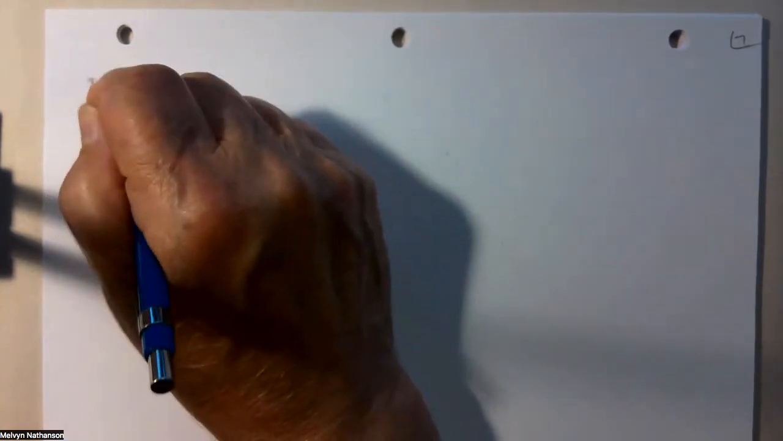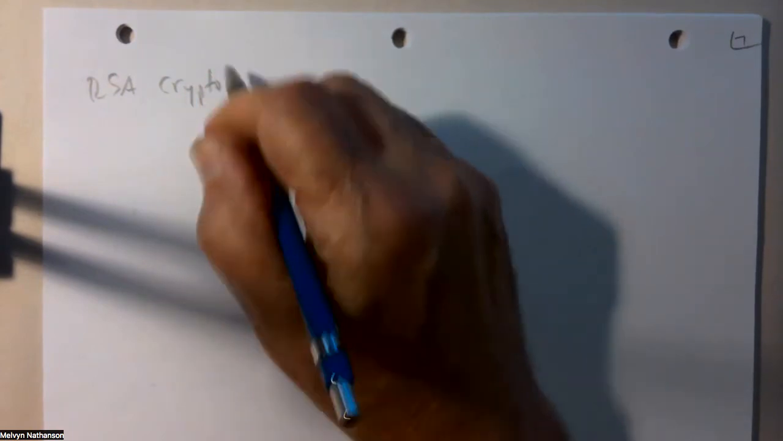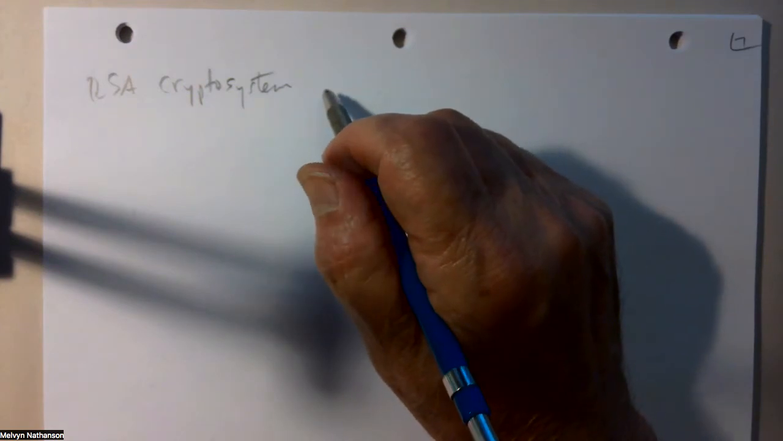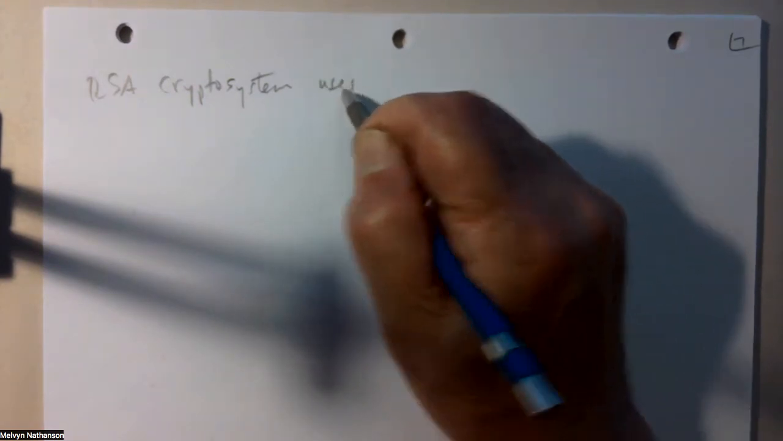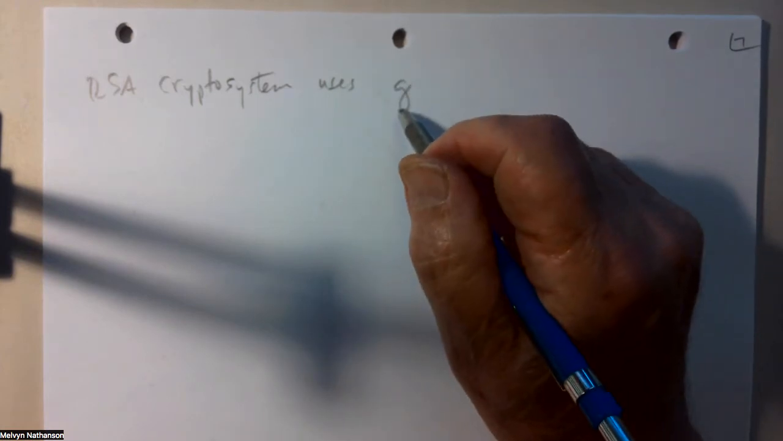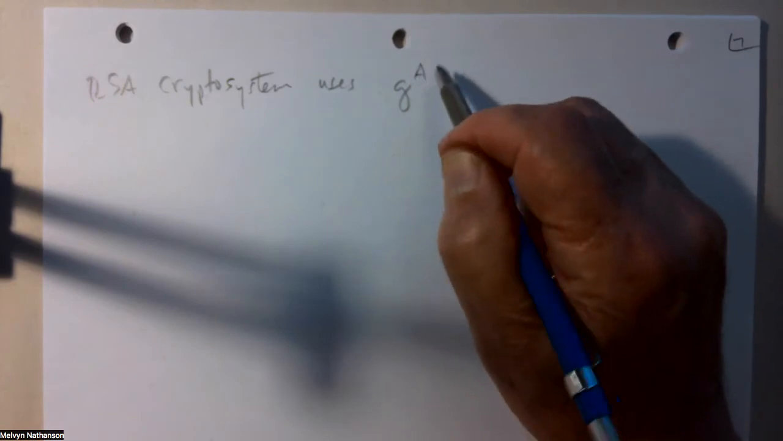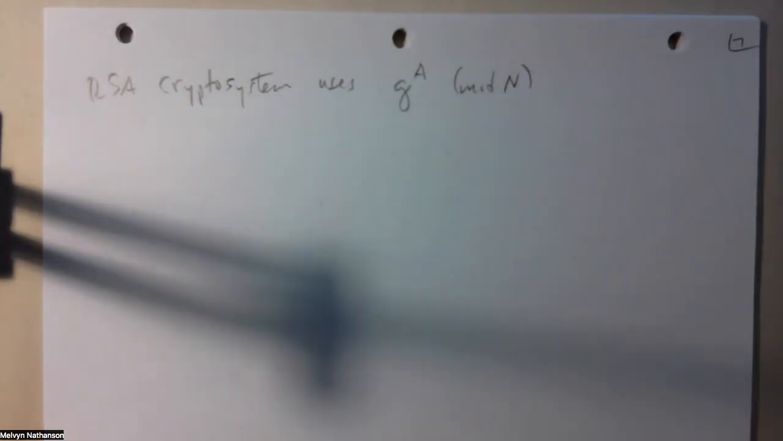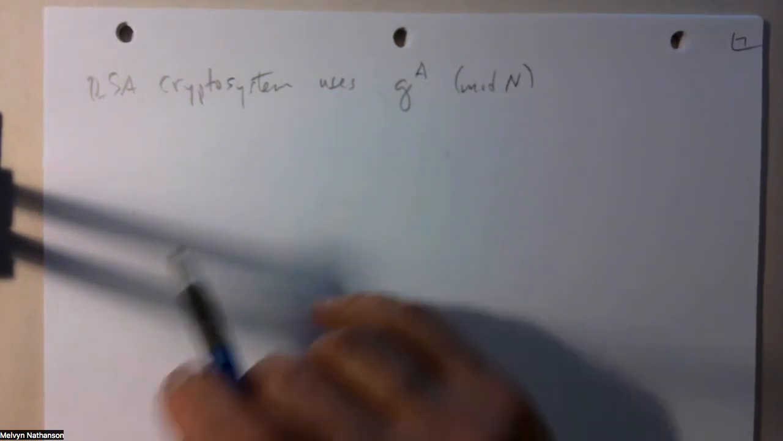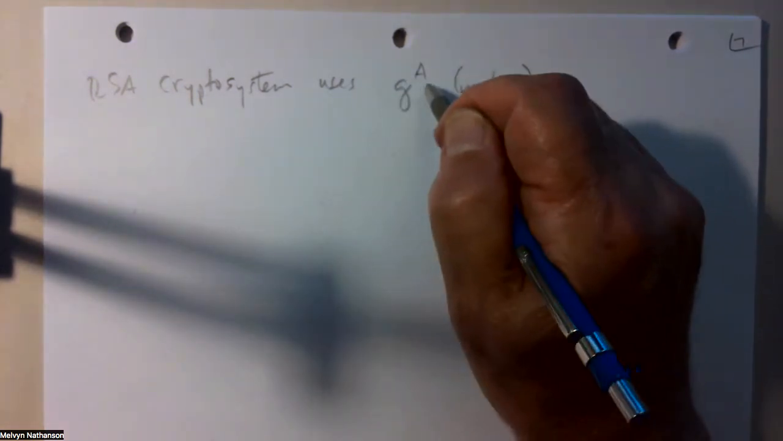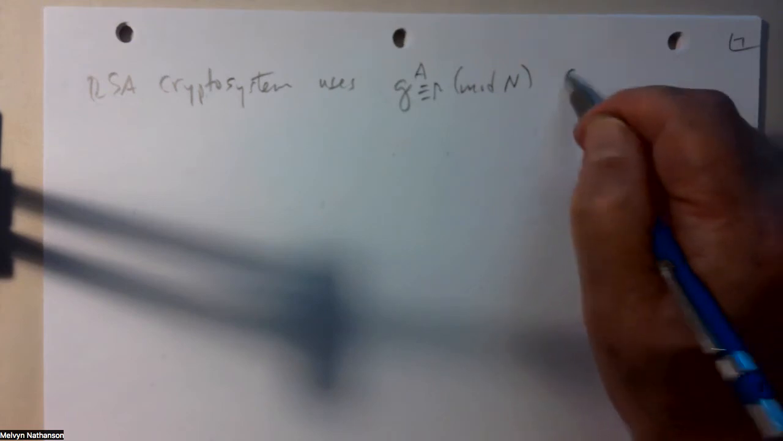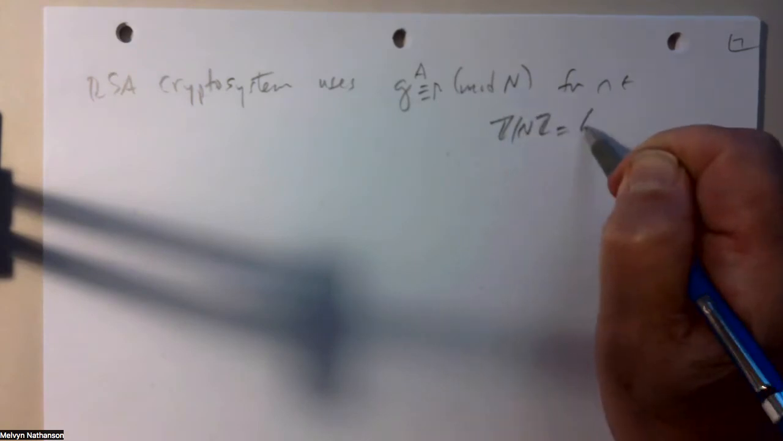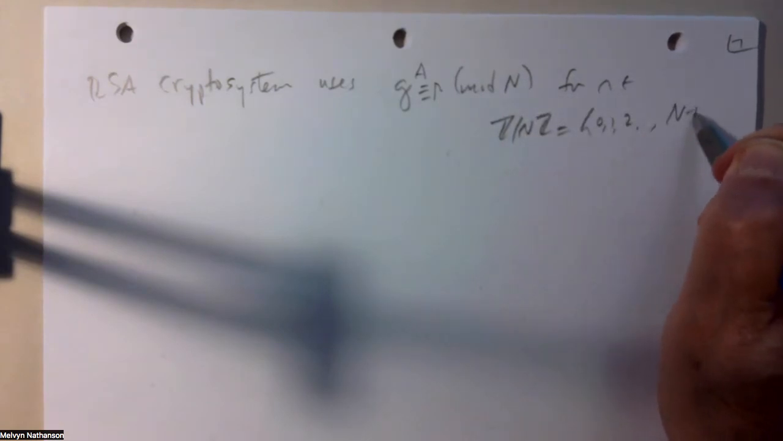So what is called the RSA cryptosystem, which is discussed in chapter 3 of the text, uses taking a number g, raising it to a power a, and looking at its congruence class modulo some number capital N. So if we want g to the a congruent to r mod N, where r is in Z mod NZ, which is the set of numbers just from 0 to capital N minus 1.